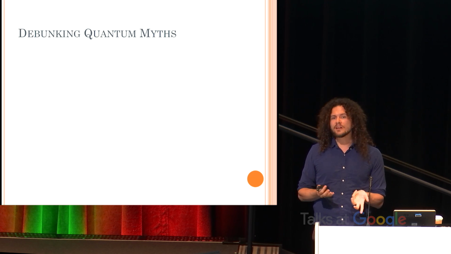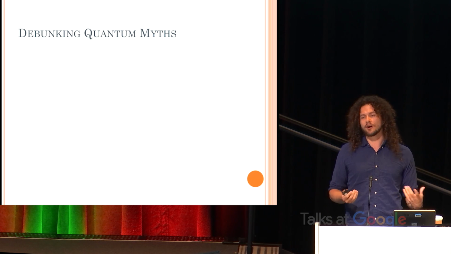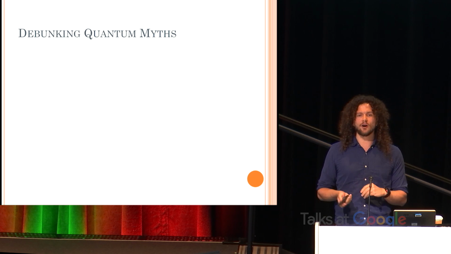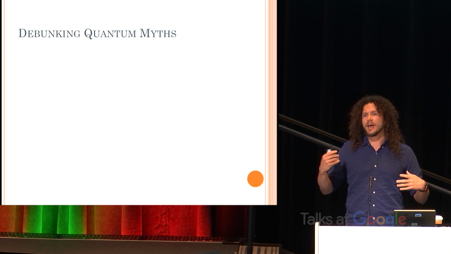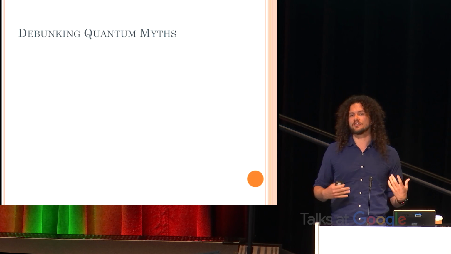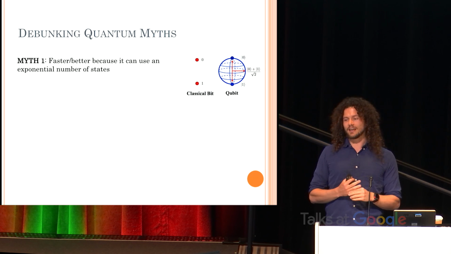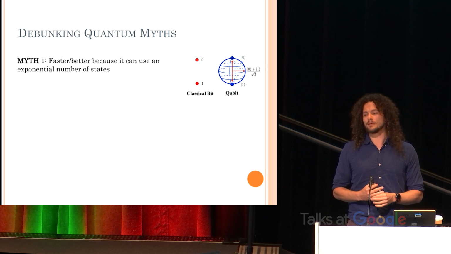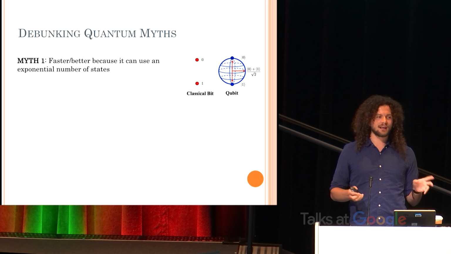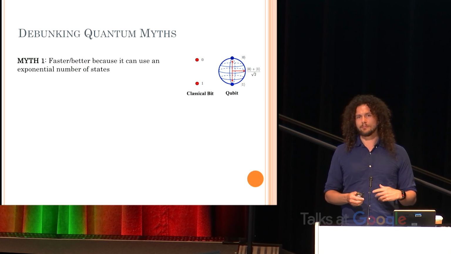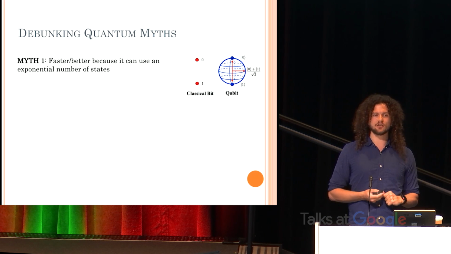So it behooves us for a moment to debunk a lot of the things that get written in popular science articles on quantum computing. I'd like to highlight some of these for people in computing to help you understand that there's a little bit more to the speed-ups than meets the eye when people discuss these algorithms. One thing that gets said a lot is that it's faster or better because it can use an exponential number of states. This is a nebulous statement because you don't really know what popular science writers mean by this.